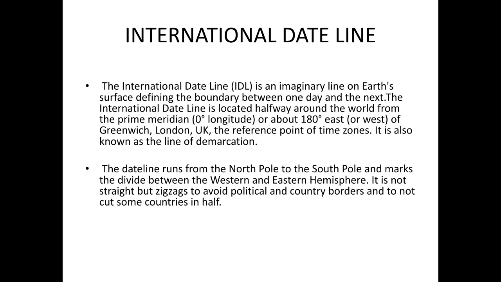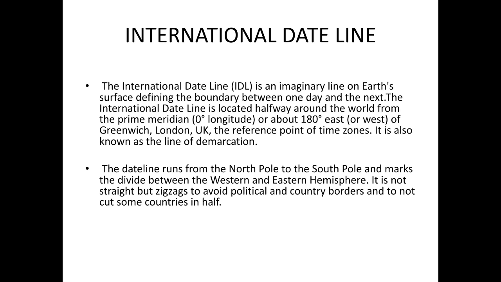The international dateline is an imaginary line on Earth's surface defining the boundary between one day and the next. The international dateline is located halfway around the world from the prime meridian, 0 degree longitude, and is actually the overlapping of the 180 degree east longitude and the 180 degree west longitude from the 0 degree prime meridian. It is also known as the line of demarcation.